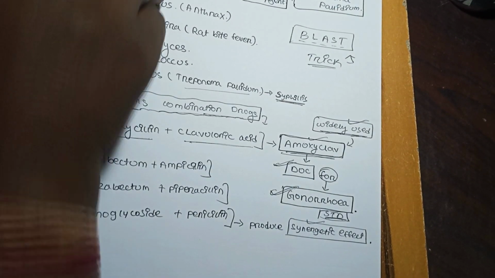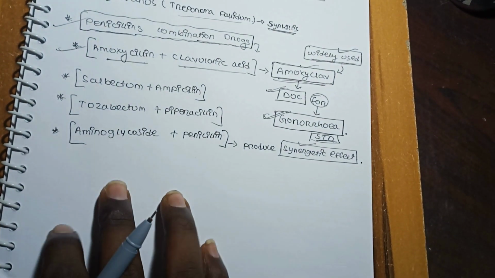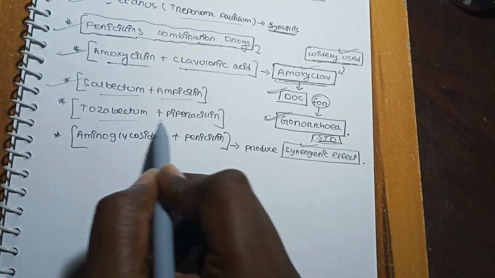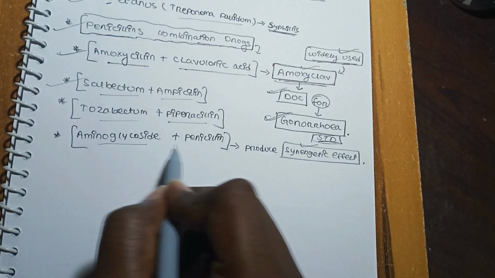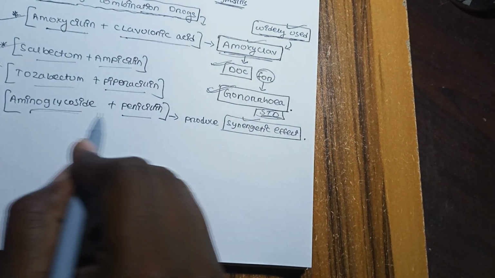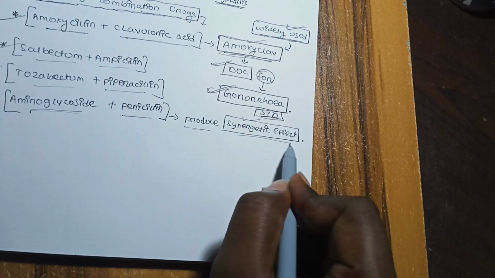Then there are other combinations: sulbactam with ampicillin, tazobactam with piperacillin, and aminoglycoside with penicillins. When an aminoglycoside is given with penicillin, it produces synergistic effects.